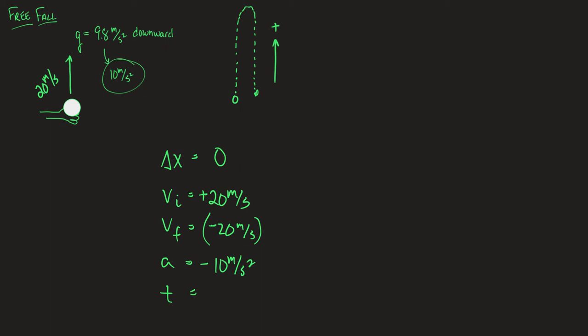Would you agree that going to the highest point is the halfway? You could make the final velocity 0 and find out how long that takes, and then double it. 3 different ways to do this problem. Doesn't matter to me which one you do.